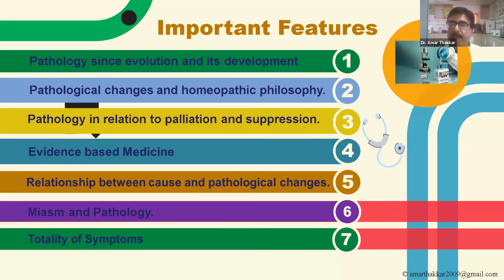It is evidence-based medicine, in which without pathology, or rather I'll say investigations, the homeopathic system of medicine will not be able to fulfill those criteria which are in the general perception of people's minds. The fifth topic is the relationship between cause and the pathological changes. The sixth, probably the most important part, which has a definite correlation: the miasms, the fundamental cause.